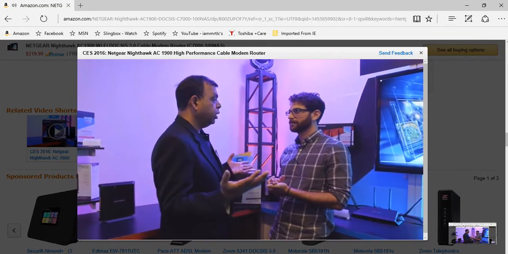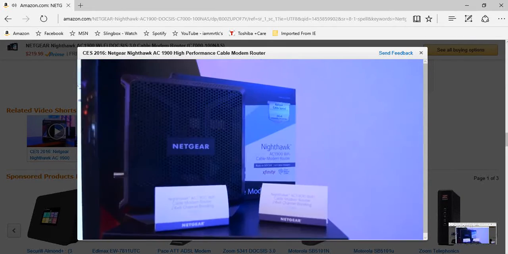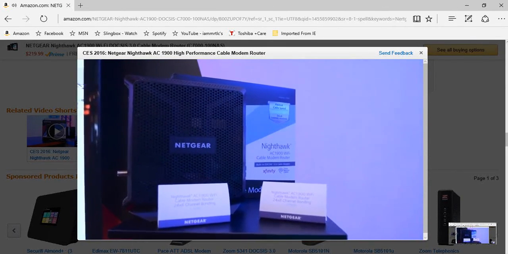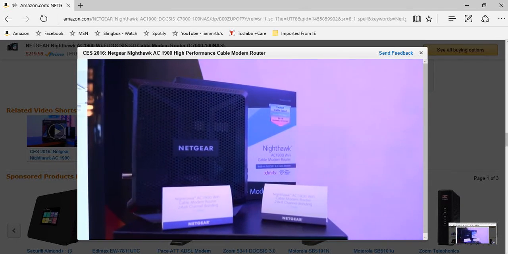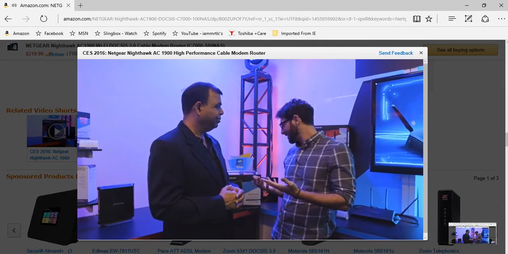And now you can own this rather than renting it and paying a monthly fee. It's already certified from Xfinity and Time Warner Cable. You can set it up easily. You're going to save money on the lease, and you're going to have the fastest internet. Seems like the Nighthawk is pretty good.